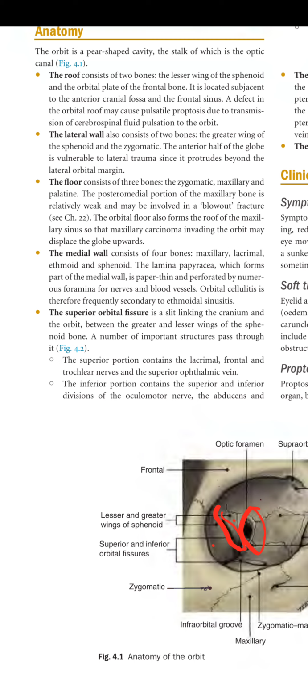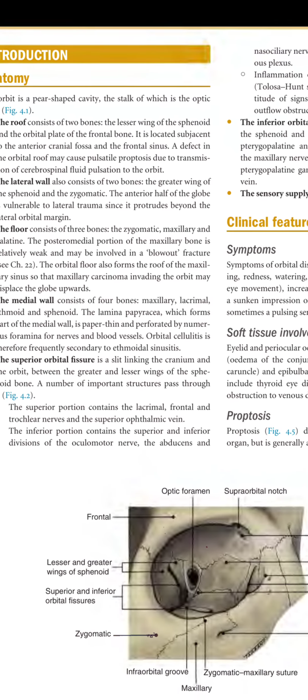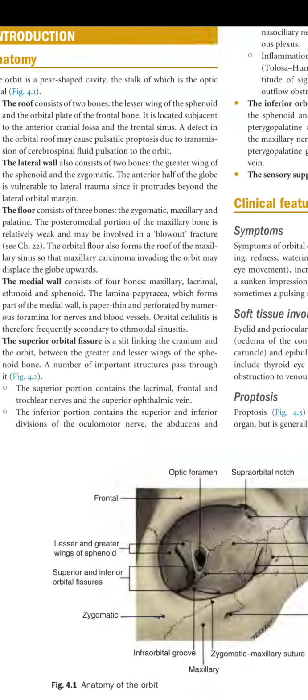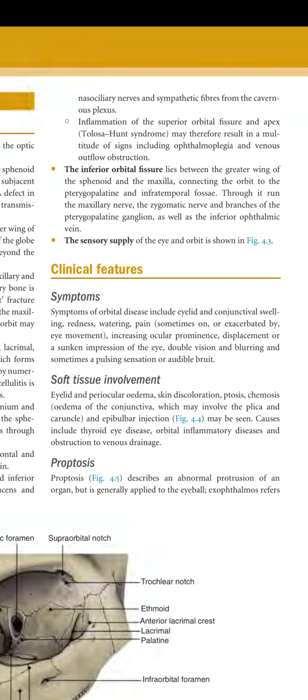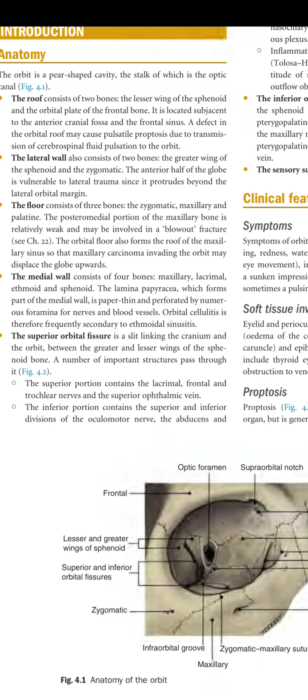The superior portion consists of the lacrimal, frontal, and trochlear nerves and the superior ophthalmic vein. The inferior portion consists of the superior and inferior divisions of the oculomotor nerve, the abducens and the nasociliary nerves, and the sympathetic fibers from the cavernous plexus.